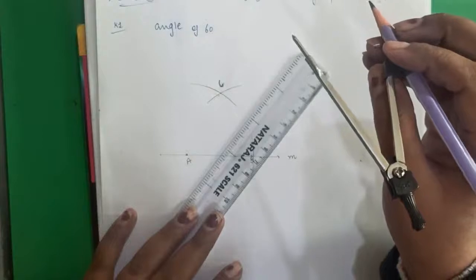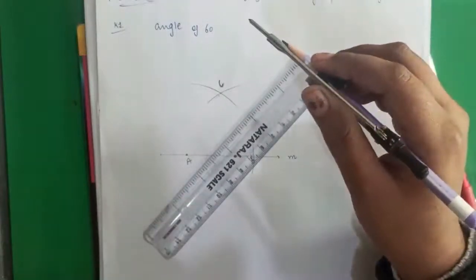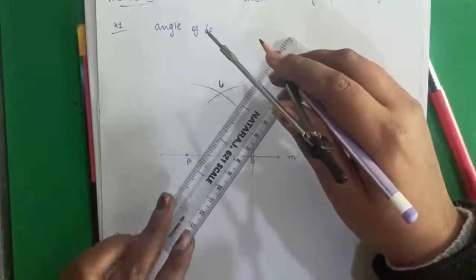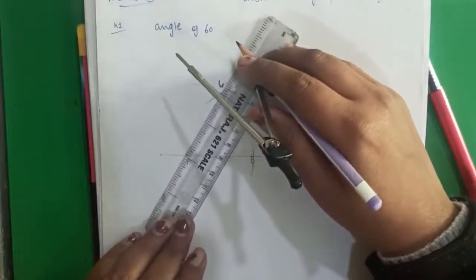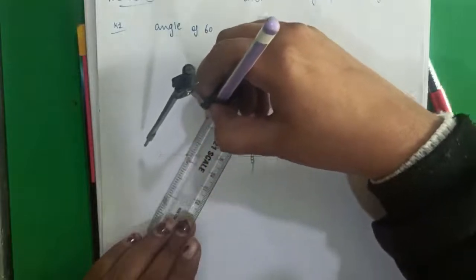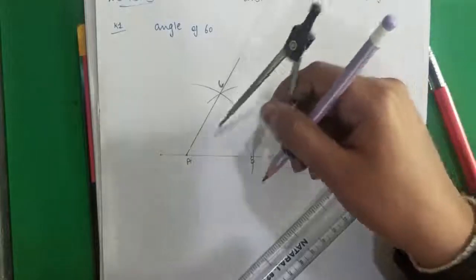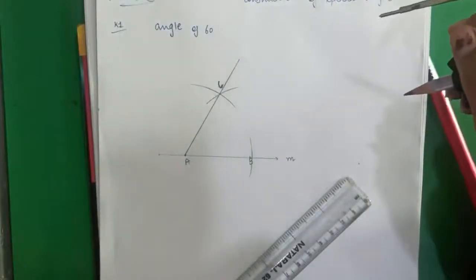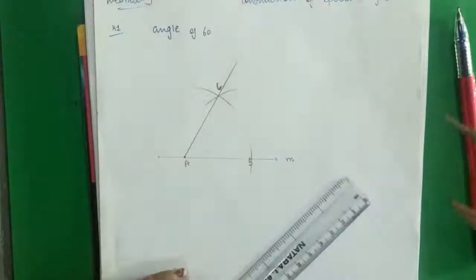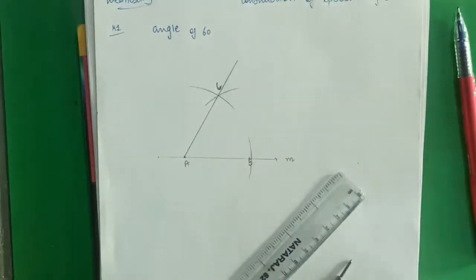Now, measuring with the same radius that we have used, join the points A and C. Join this. And now measure angle CAB with a protractor to verify that it is 60 degrees. So you will measure it with the help of the protractor. See here how to measure it.